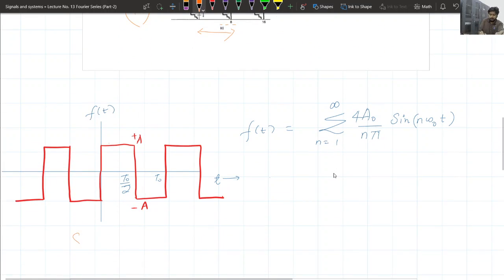Let's see an example of a square wave. You can see there is a discontinuity at the time instant t naught by 2, but only one discontinuity is present. There are not an infinite number of discontinuities in this signal. In that case, this signal can be represented in terms of Fourier series summation, and it contains odd harmonics.